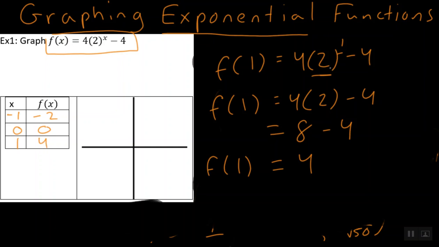At this point, I can plot these 3 points. Let's see, we went to the left 1 and down 2. And right over here, we have a point at 0, 0, and we have a point at 1, 1, 2, 3, 4. Now, here's the last thing. Whatever constant you have being added or subtracted, this is your horizontal asymptote.